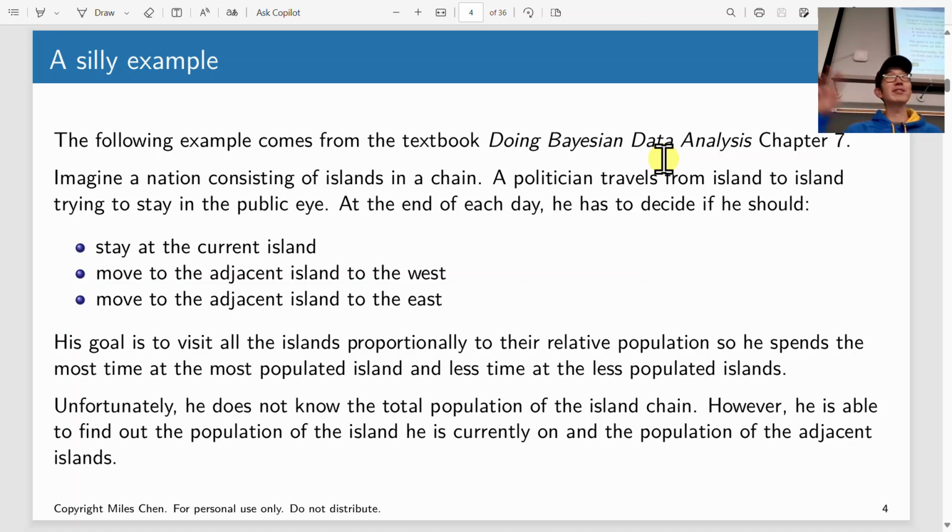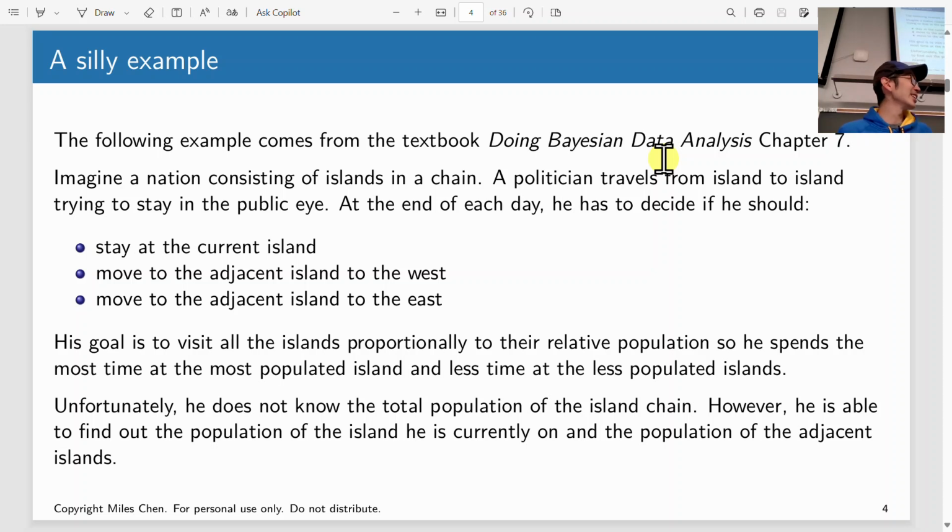Okay, so we got this chain of islands, and he can either do a campaign rally right here, or he could go to the island over there or the island over there, and have some kind of campaign event. And his goal is to visit all of the islands proportionally to their relative population. So he spends the most time at the most populated island and less time at less populated islands.